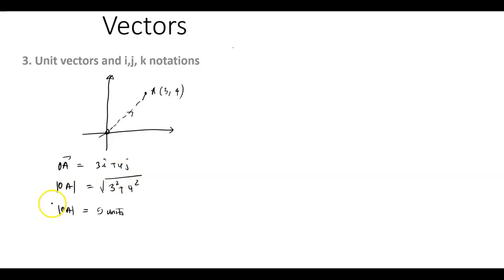Now that means that OA has a size of 5. Vector OA has a size of 5. All right, now what I want to find here is a unity vector.